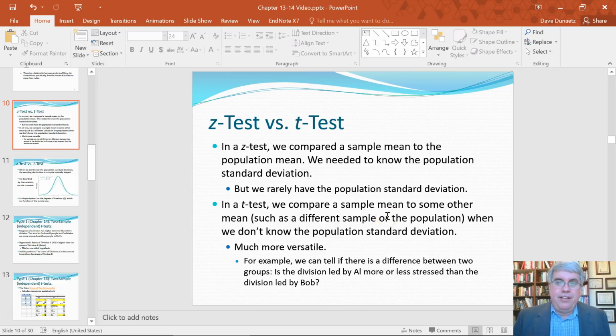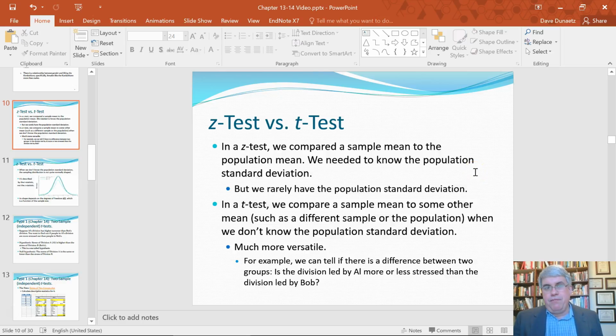Now let's talk about t-tests, and we're going to start off comparing a z-test to a t-test. In a z-test, we compared a sample. We looked at the average of some sample, like maybe the average age or the average stress level of some sample, to the population mean, the average stress level in the population or the average age of the population. We also needed to know the population standard deviation in order to do a z-test to see if that sample was different than the population.